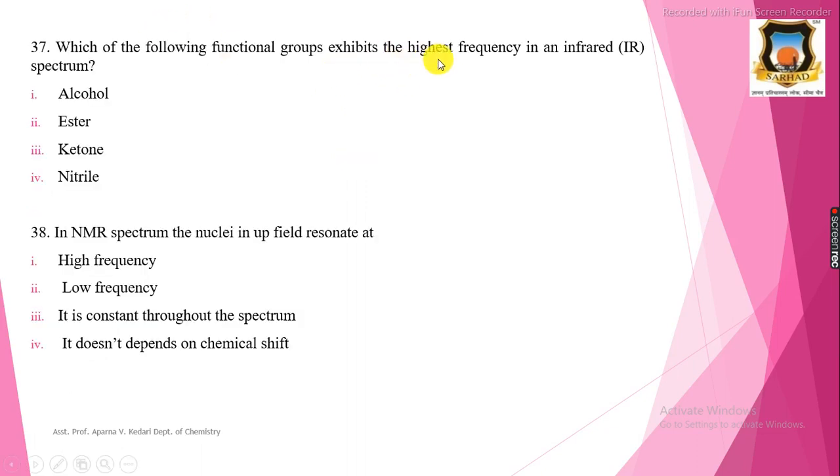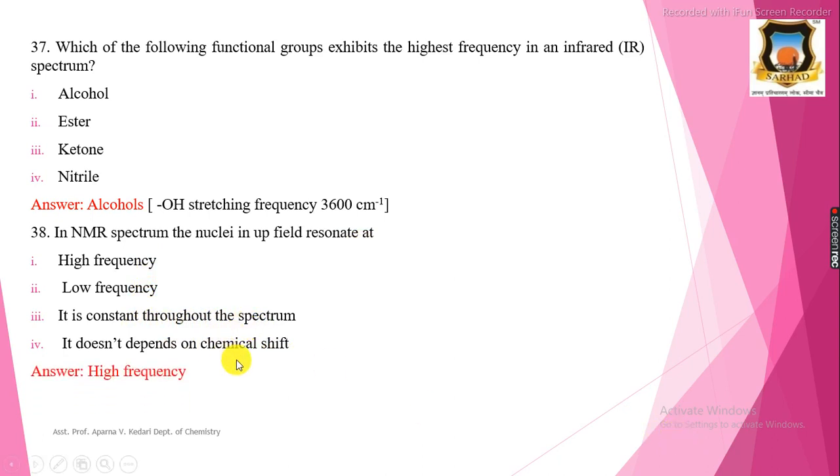Then, which of the following functional groups exhibits the highest frequency in the infrared spectrum? Alcohols, esters, ketones, and nitriles. The correct answer is alcohols, because the OH stretching frequency is 3600 centimeter inverse. Therefore, it shows the highest frequency in the infrared spectrum. Then, in the NMR spectrum, the nuclei in the upfield resonate at high frequency, low frequency, it is constant throughout the spectrum, or it doesn't depend on the chemical shift. And the correct answer is high frequency.